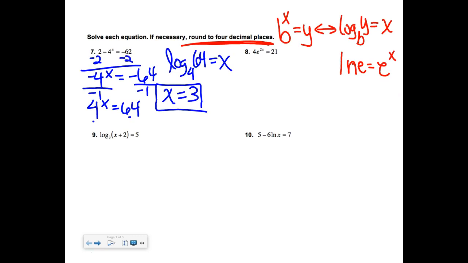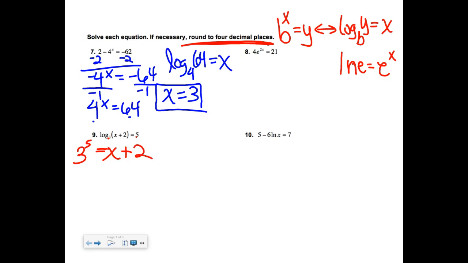Now, as I look at this one, I hope everyone sees that there's parentheses, so that means all of that stuff is together. So my log is on its own. I don't have to get rid of anything first, so we can go straight to exponential. This is my base, this out here is my exponent, and it's going to equal this x plus 2. So I have 3 to the 5th equals x plus 2.